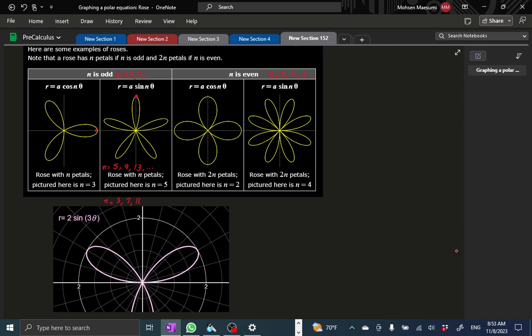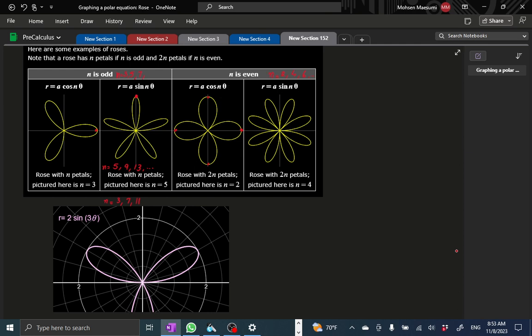For the case of n being even, we have a different situation. For cosine, we always have these 4 spots on our picture, and if you have more petals, of course we are going to have more of these points showing up, but they are going to depend on where our n is.